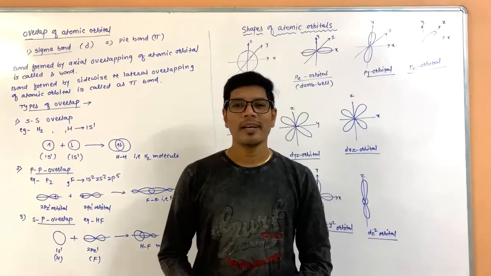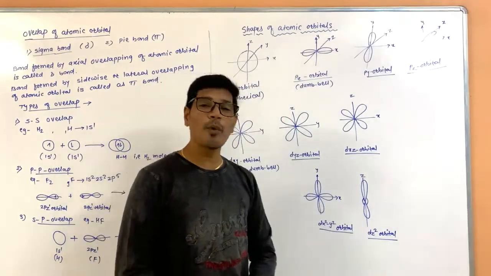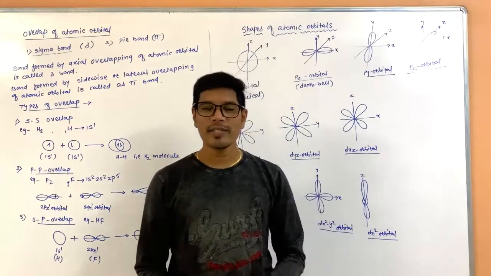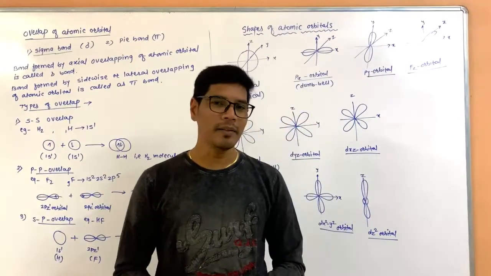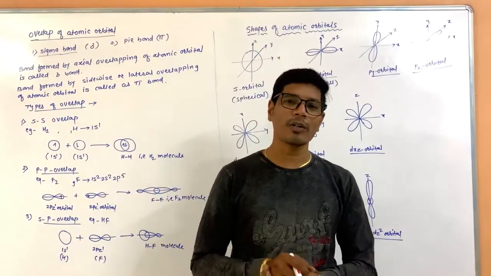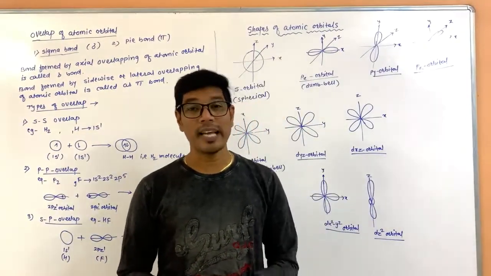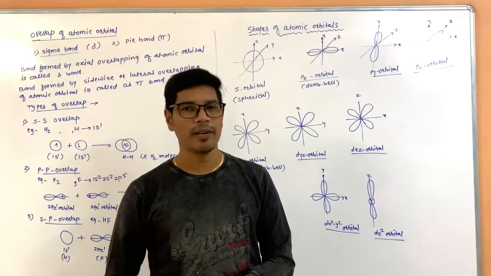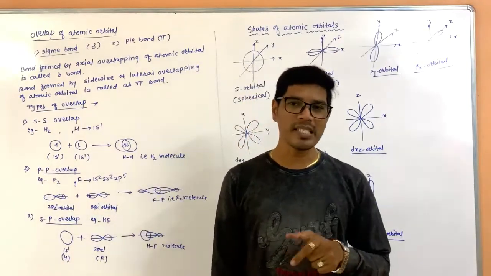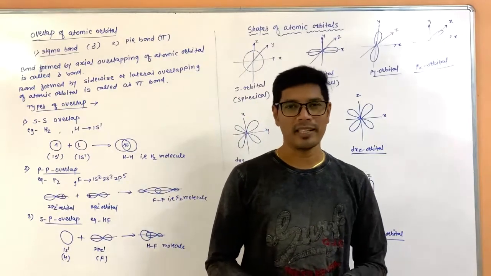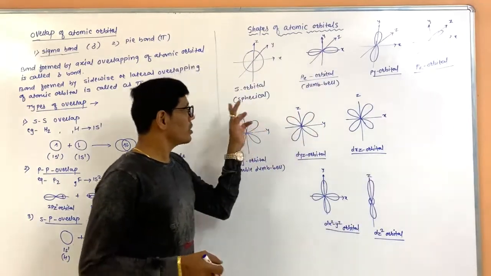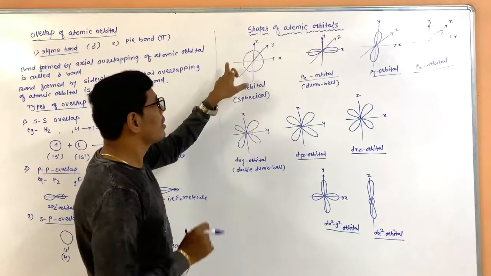Good morning, students. Today we will focus on the shape of orbitals. As we have seen, an atom consists of different orbits K, L, M, N, and these orbits consist of different orbitals like S, P, D, and F. S stands for sharp, P stands for principal, D stands for diffuse, and F stands for fundamental. Now, how do the shapes of these orbitals occur?